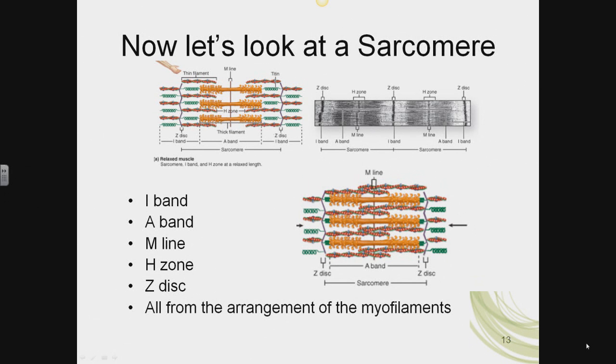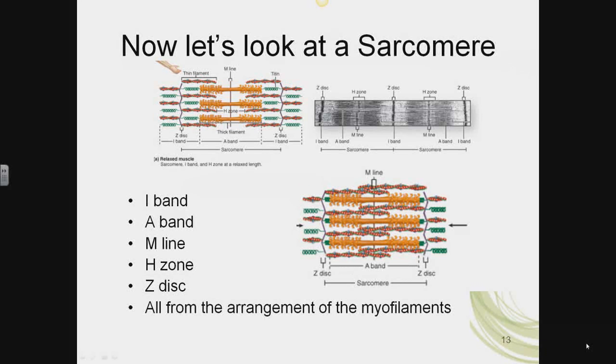First, let's start with the I band. This is the light band, and it contains thin filaments only. Remember, the thin filaments are the actin, troponin, and tropomyosin. And the A band is called the dark band. It's in the middle of the sarcomere. It's composed of the entire length of the thick filaments, and on its lateral sides it includes some overlapping thin filaments.